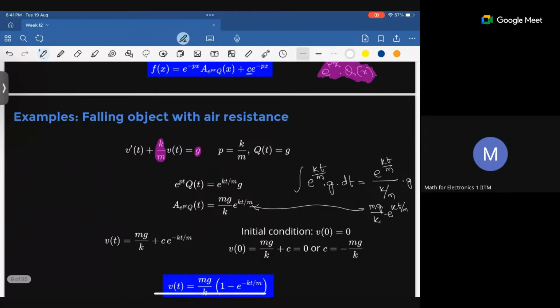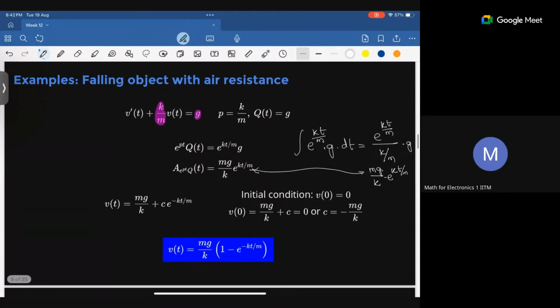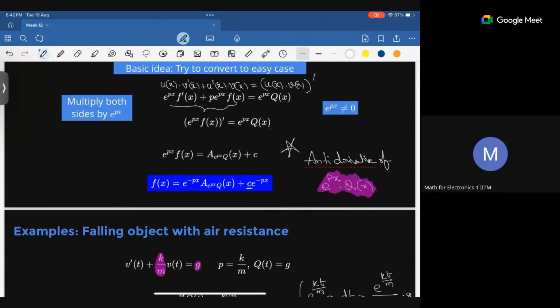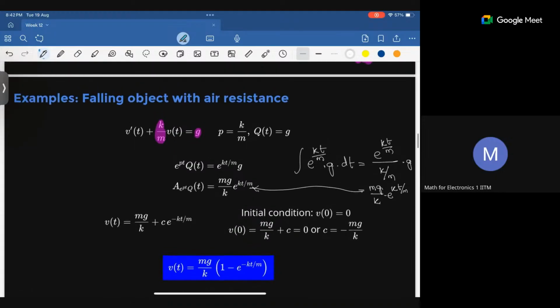Once we have this antiderivative, all we have to do is substitute it. So we have the solution to be e power minus k by m of t. Since p is k by m, our v of t is e power minus k by m of t into this antiderivative, which is mg by k into e power kt by m, plus c into e power minus kt by m.